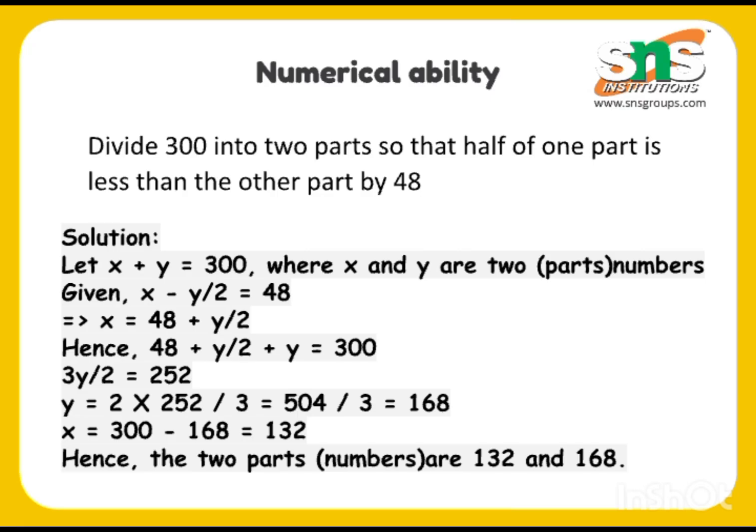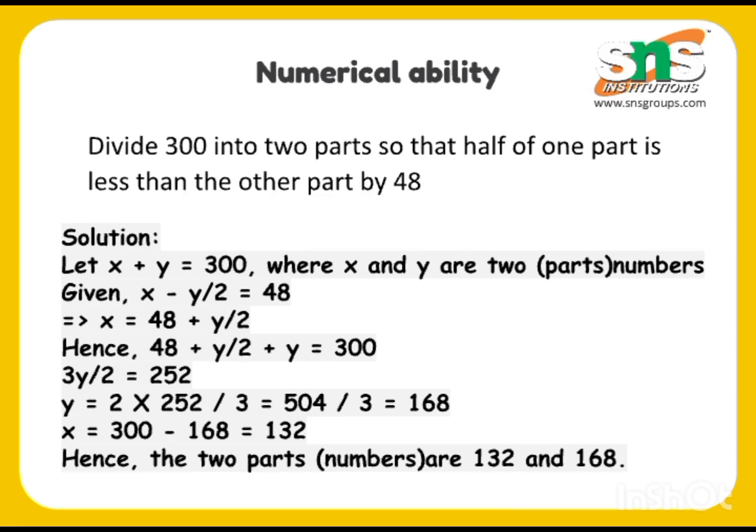For y by 2 and plus y, you are going to take the LCM. So that is 3y by 2. When the 2 goes to the other side, you will get 504, and the 3 in the numerator comes to the other side as a denominator. So 504 by 3 is equal to 168. We have got one value, that is y, equal to 168.